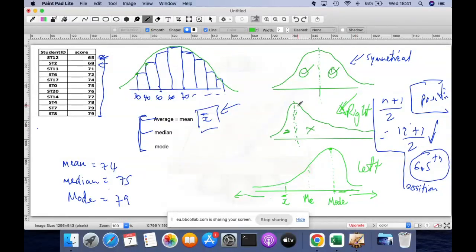Now, when it's skewed to the right, what happens is the mode is the smallest. So now it's switched around. The mode is now the smallest.